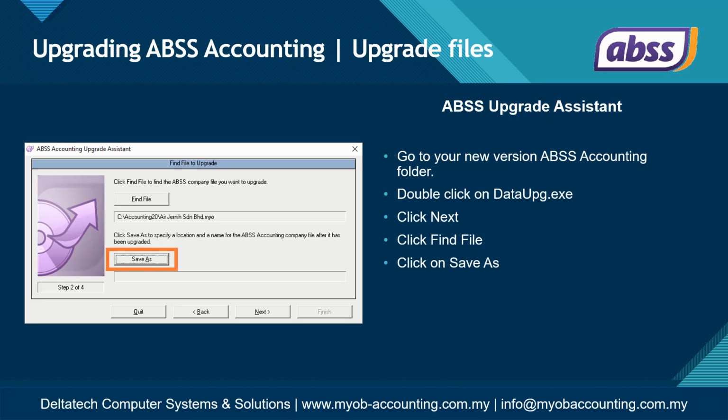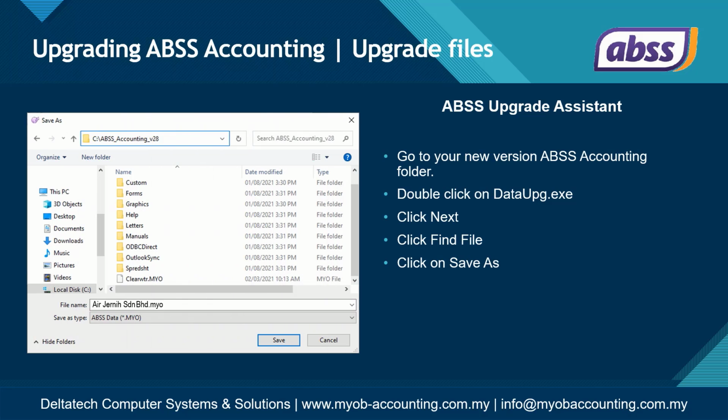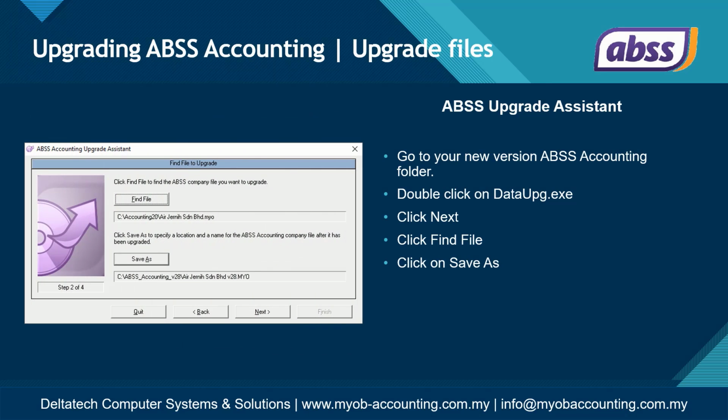Next, click on Save As. Browse to the folder you wish to save the new file to. Then change the file name to include the version number. Next, click Save. Confirm the location and name of your upgraded file. Then, click Next.